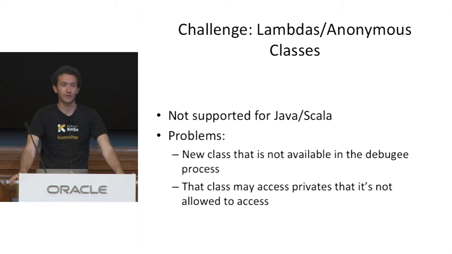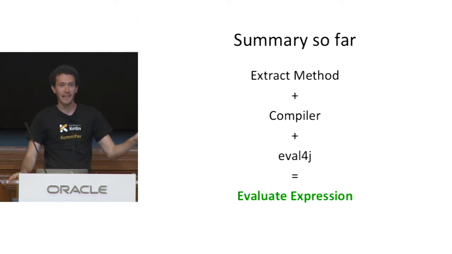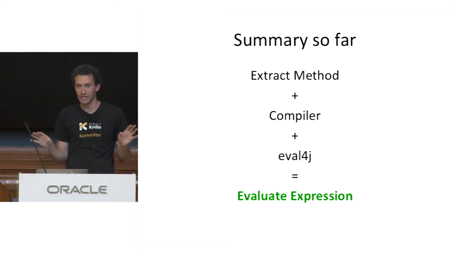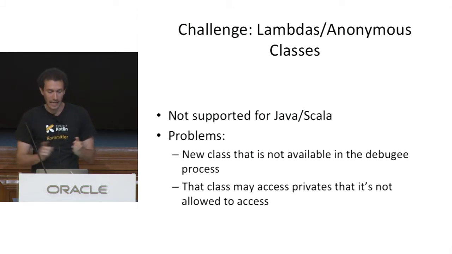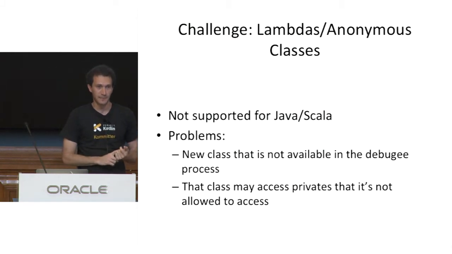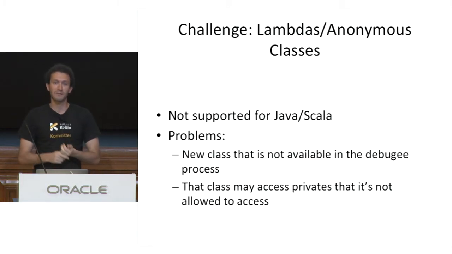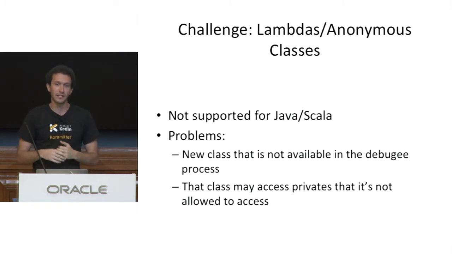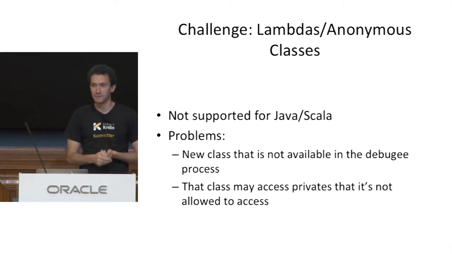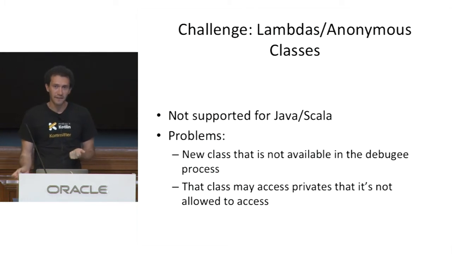So another challenge. So all that was good. And this more or less covers what other IDEs have for Java today. But what they don't have for Java is lambdas, anonymous classes, local classes. So if in your expression you use a lambda, it's not supported in any evaluate expression, neither IntelliJ nor Eclipse nor NetBeans gives you that, which is unfortunate for Java 8, I think.